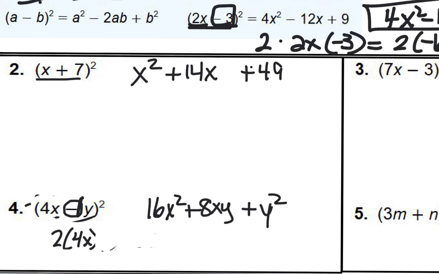Sorry, y'all. My pen's not working very well. Negative 1y. So 2 times 4 is 8 times negative 1 is negative 8. And then your x times your y. So this should be negative.